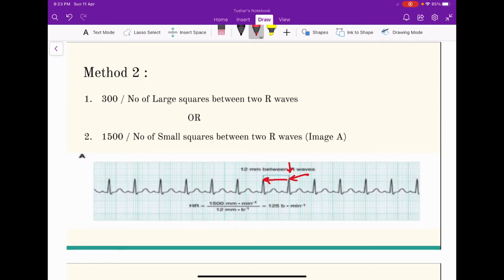Now when we measure it with this method, the result that we get is 300 divided by the number of large squares between two R waves. The number of large squares between these two R waves that we can see is 2 or more than that. So if we put a figure of 2, then we come to 150.